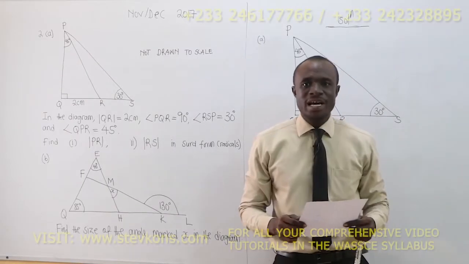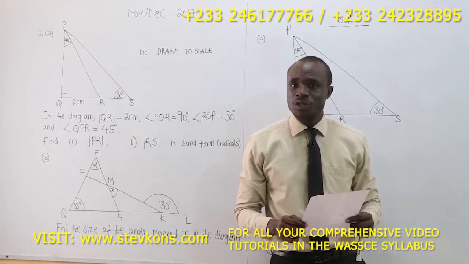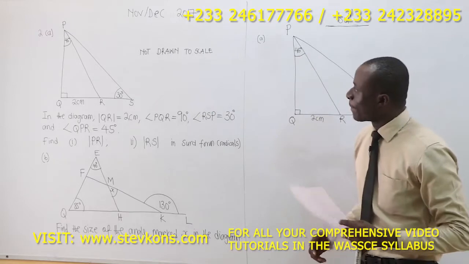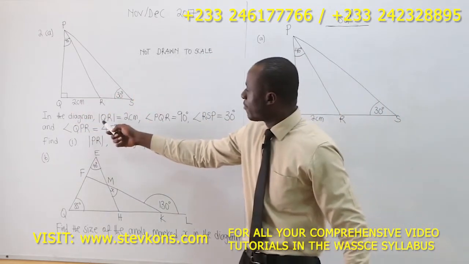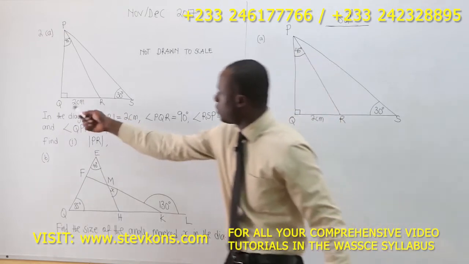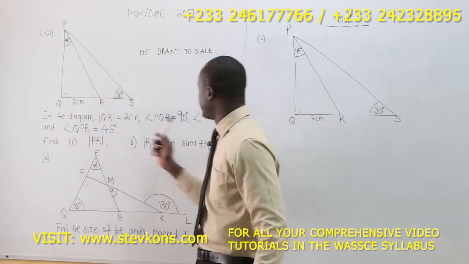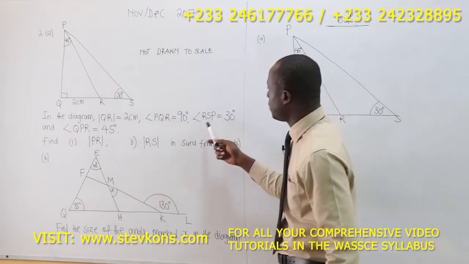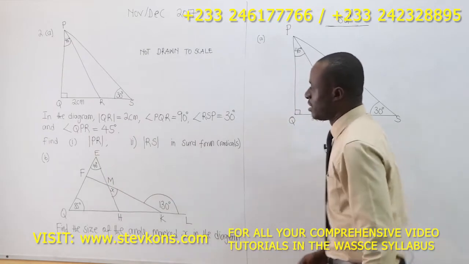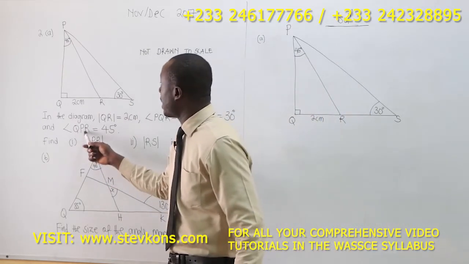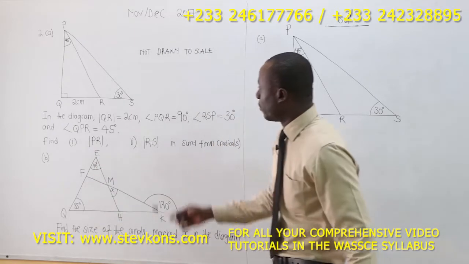Now let's consider question number 2. NOVDEC, that is Wassce NOVDEC 2017. Question 2a. This is a diagram not drawn to scale. In the diagram, QR is 2 centimeters. Angle PQR is 90 degrees. Angle RSP is 30 degrees. And then we have been told the angle QPR is 45 degrees. First one, find PR. Second one, we want to find what?